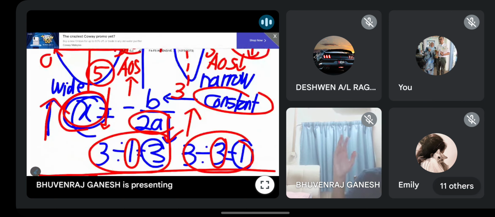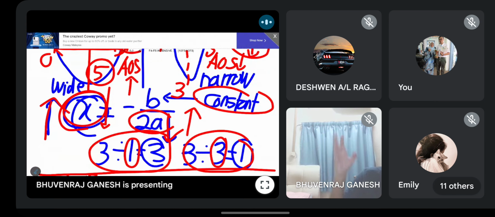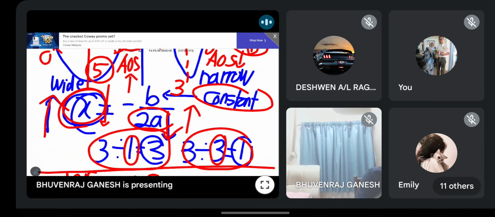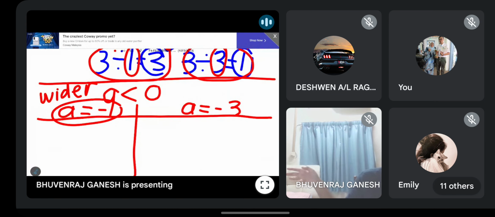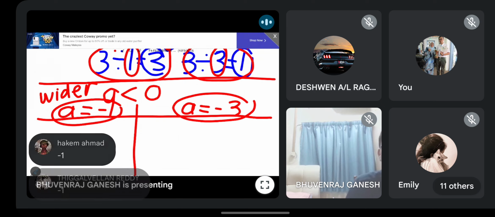Okay guys, can you get it? It means if A is 1 or A is 3, A is 1 is wider. If A is -1 or A is -3, A is -1 is still wider. But the concept here is, if you compare these two values, which one is bigger, A is -1 or A is -3? Careful, now we're talking negative. Which value is bigger? Correct. Okay, this value is bigger.